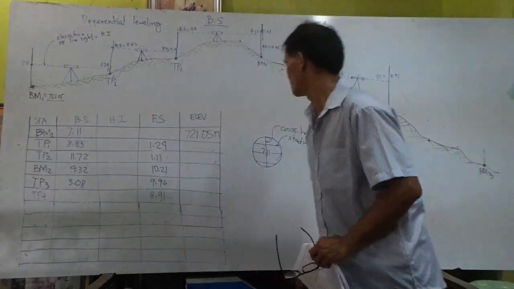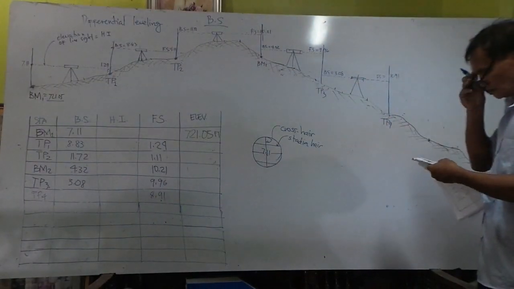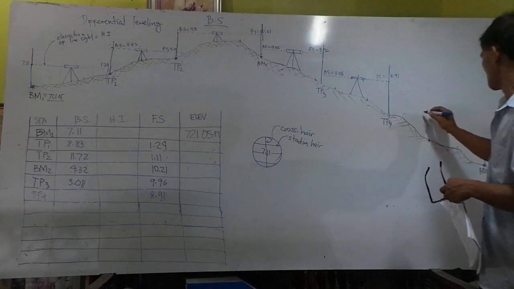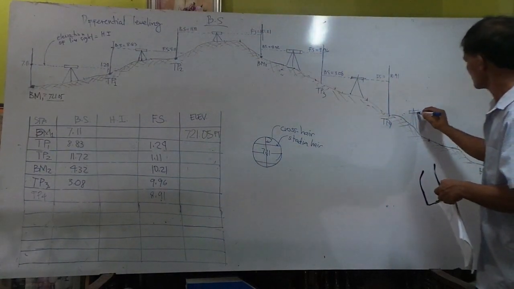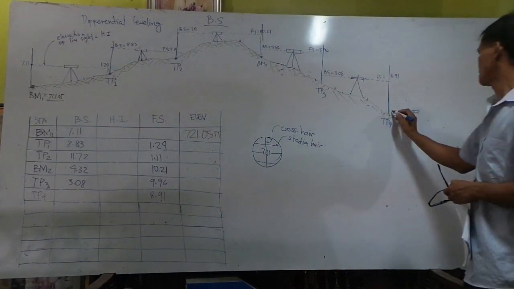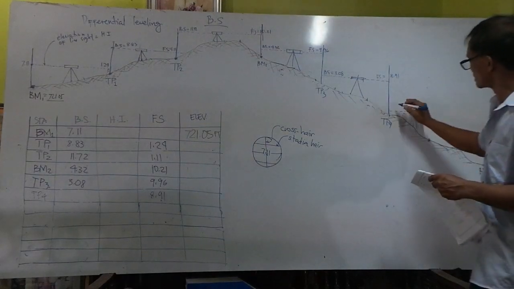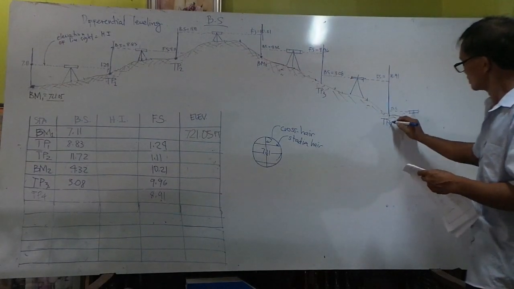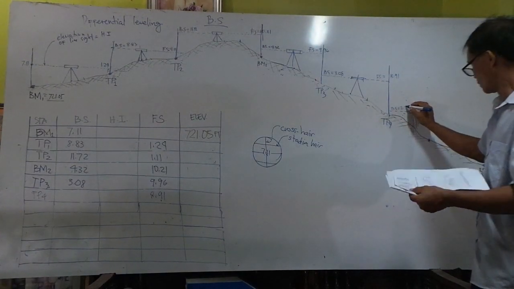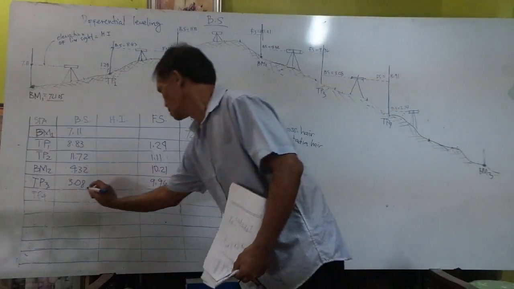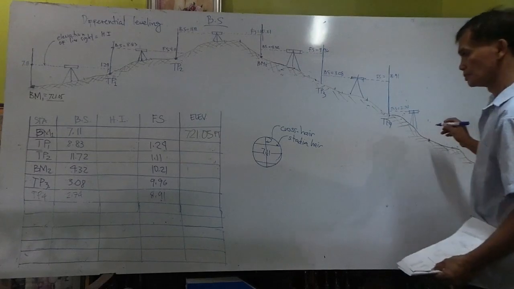Then, you transfer again your instrument. So, say you transfer your instrument here. Then you sight again the TP4. Then you will have another reading which is now a backside of your TP4, which is 2.74. So record mo na rin 2.74.